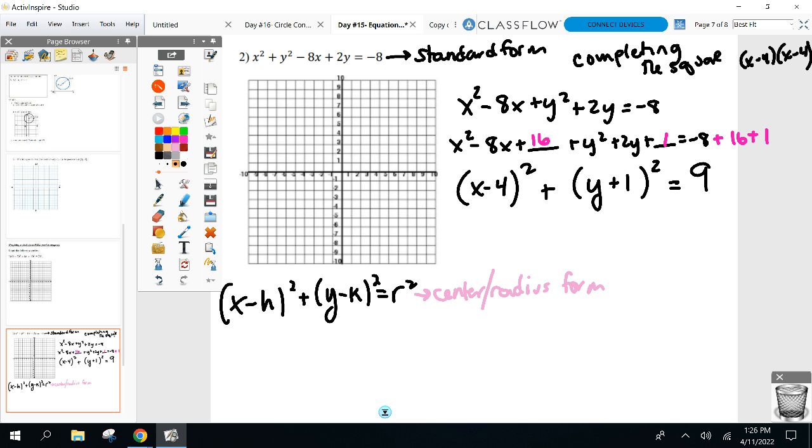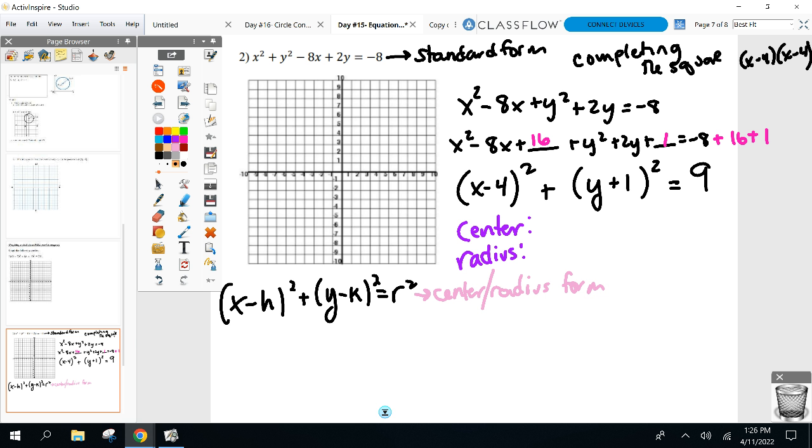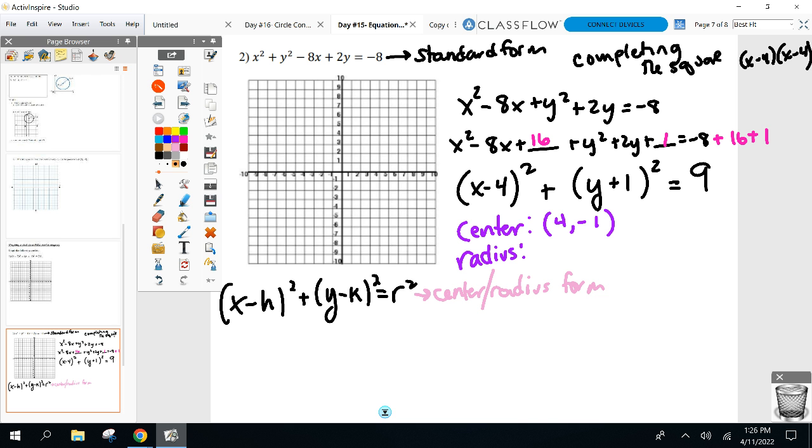All right, now I can call on you guys. Give me the center from Friday. And what's the radius length now from Friday? What's the center of this circle now that it's in center radius form? Griff, what's the center? Good job. 4, -1. I just changed the signs. And what's my radius if I got a 9 hanging there? 3, Eva? Convenient, huh? 3. Yep.